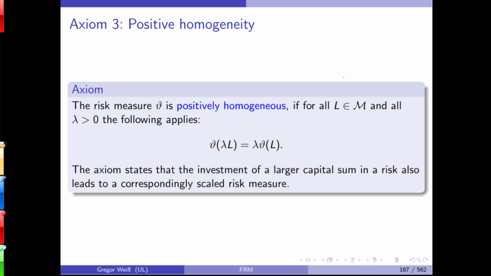This is not trivial. In practice, one could argue that you have positive homogeneity up to some point. If you buy too much, because of liquidity concerns, it might be that your risk increases disproportionately.